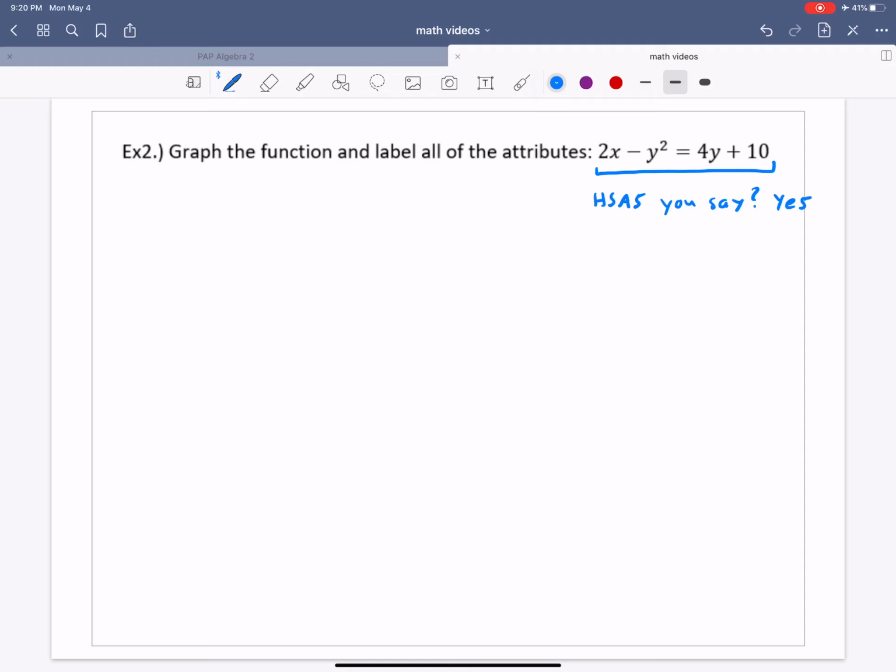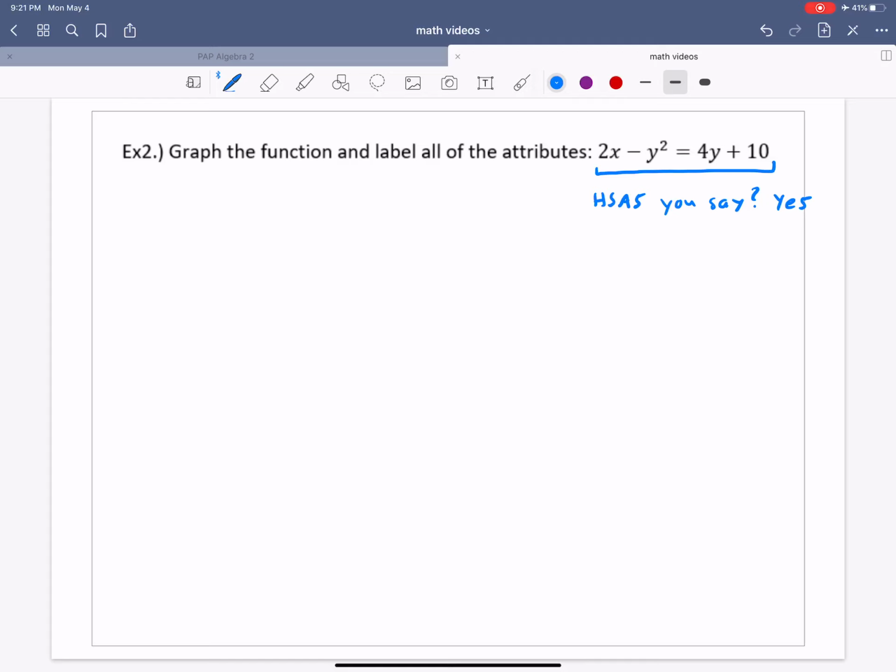Yes. If you are not one of my students or you do not remember completing the square from first semester, you are probably very confused by this. If you're not my student, stop now. Go find the video on completing the square, and you'll understand what I'm talking about when I say HASAS. It's an acronym that's going to help us do this.